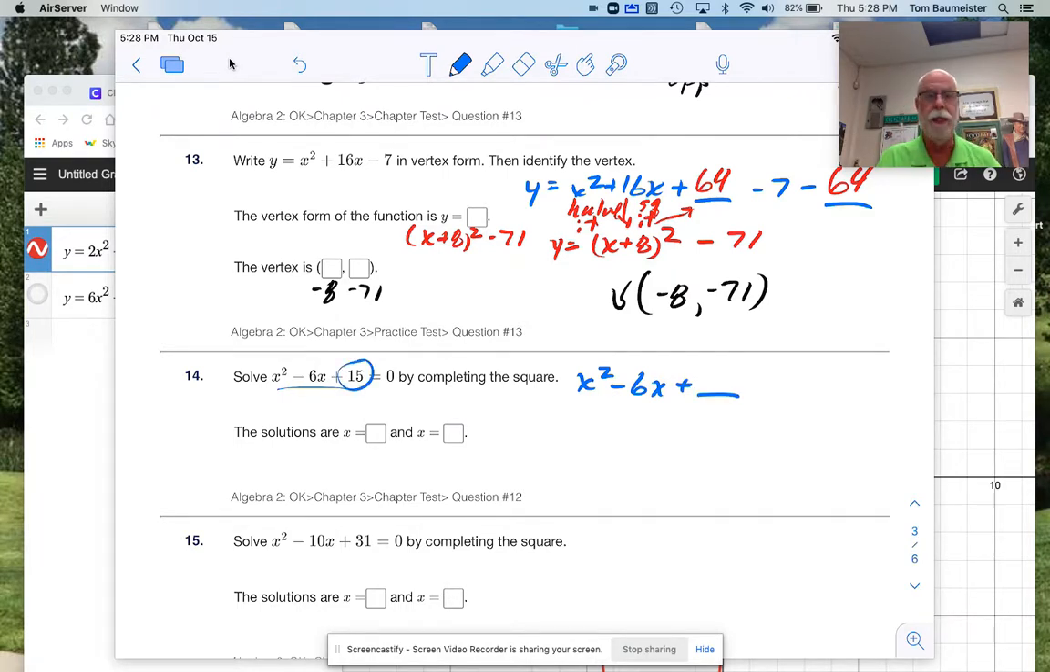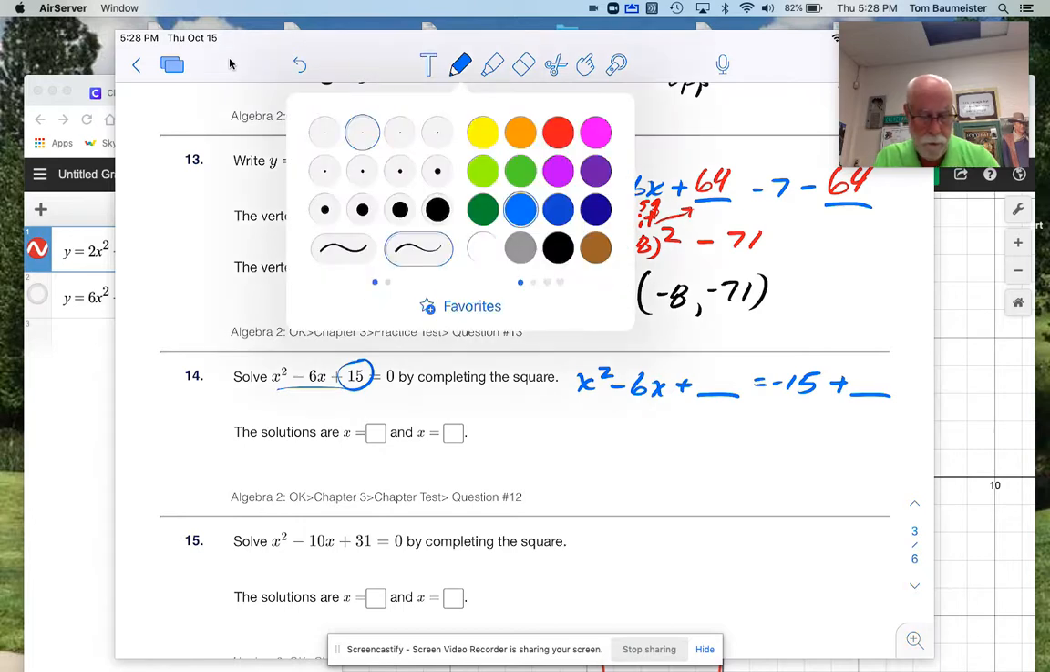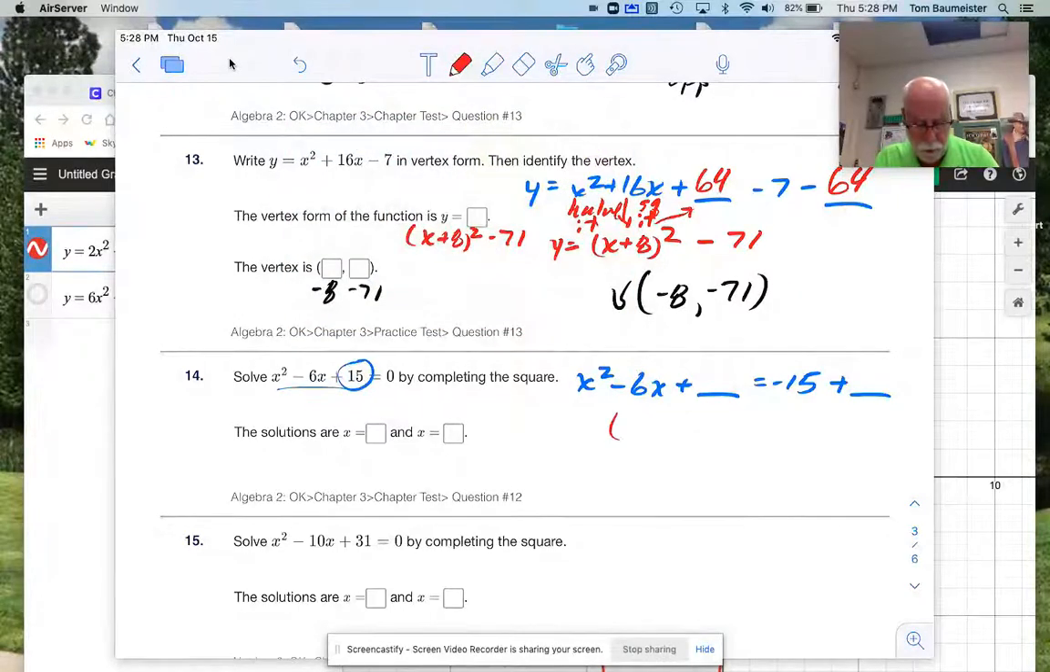Again, I wanted to get the x squared and the 6x by itself, so I'm going to put the negative 15 over on this side. But now, since we only have one variable, I can put plus a blank there. All right, notice the difference. Okay, so on this one, I'm going to do the same exact thing I just did up there. I'm going to take half of negative 6. What is half of negative 6? You're going to tell me negative 3.